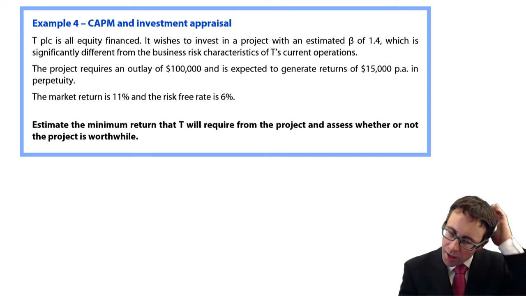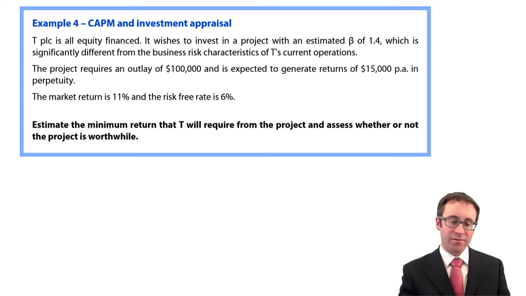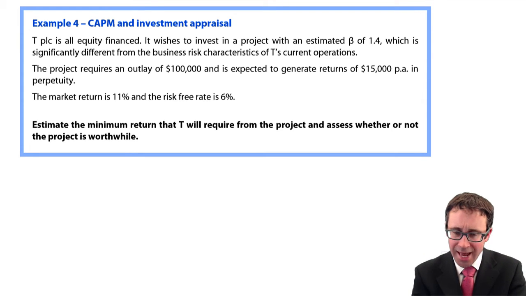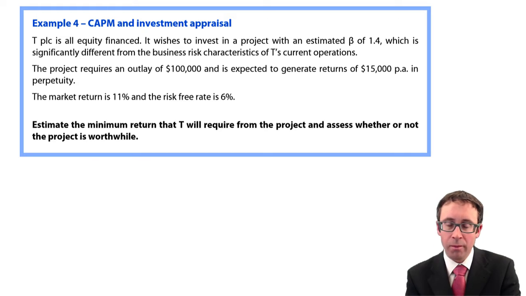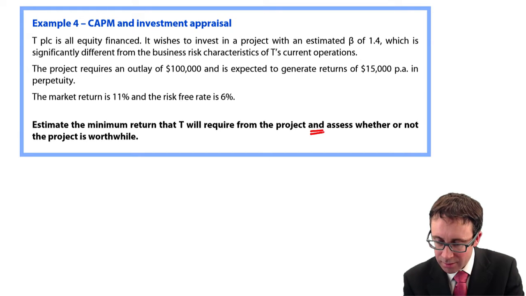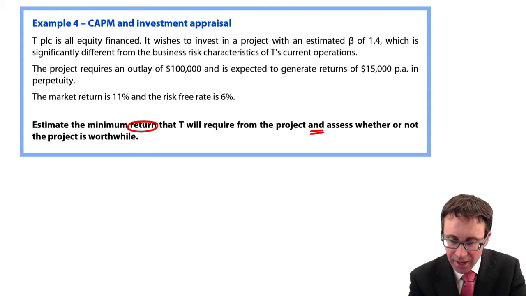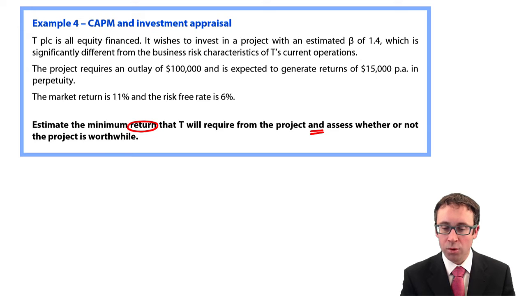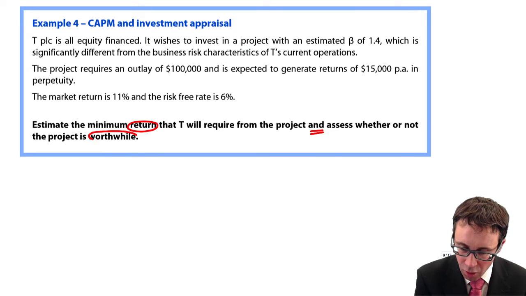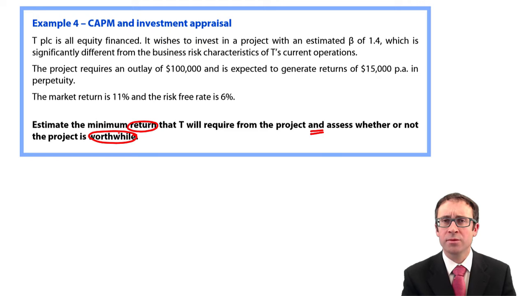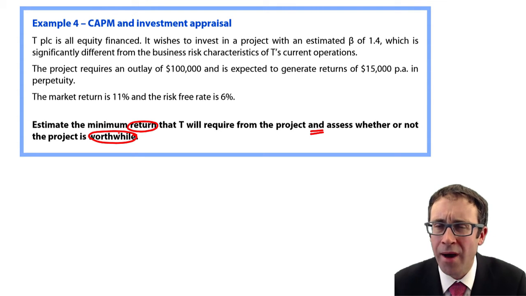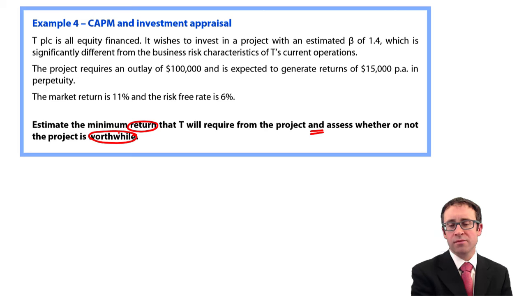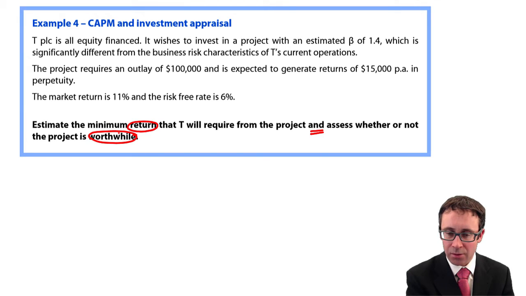Yeah, excellent. So if we look at the example that we've got there about CAPM and investment appraisal, it says estimate the minimum return that T will require from the project. So the return that they require. How do we work out a return? CAPM. And assess whether or not the project is worthwhile. We assess the worth of a project using investment appraisal. We can use NPV, IRR, ARR, or payback, going back to the glory days. It's all about NPV, okay? If it's a positive NPV project, we accept it, don't we?